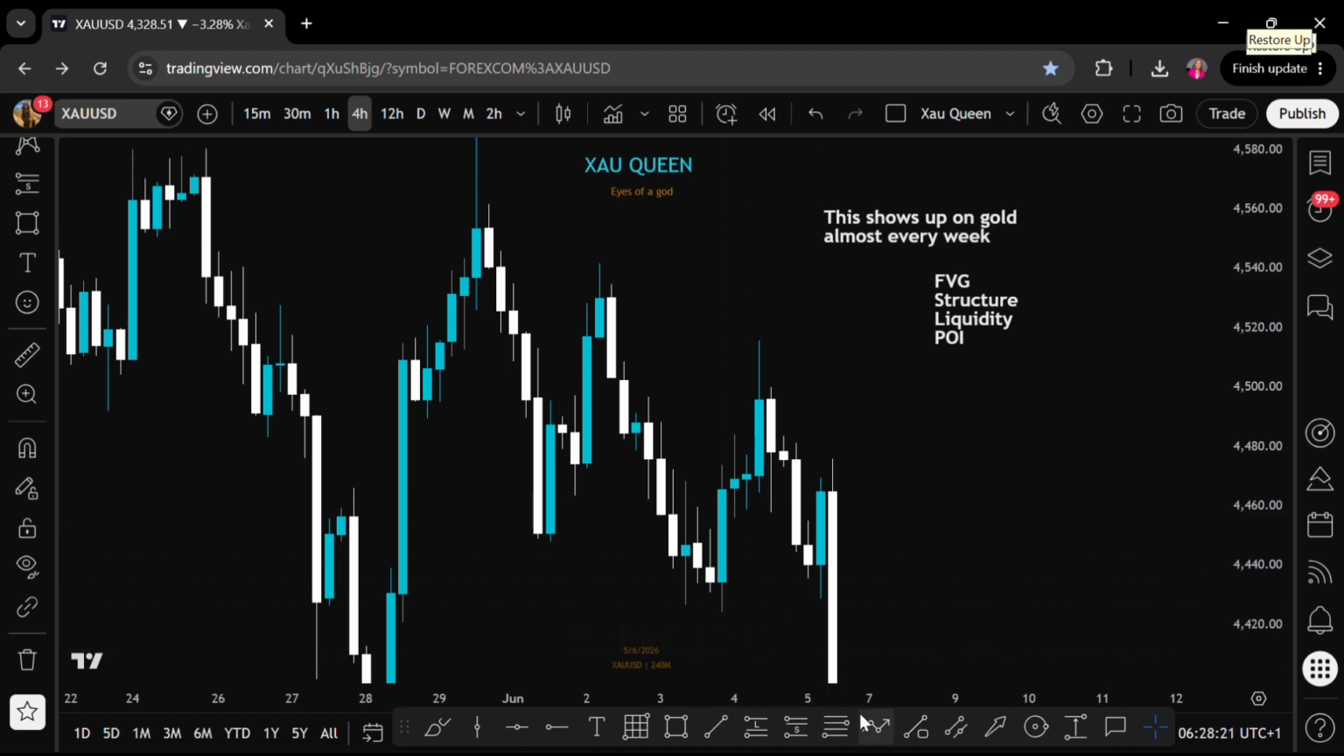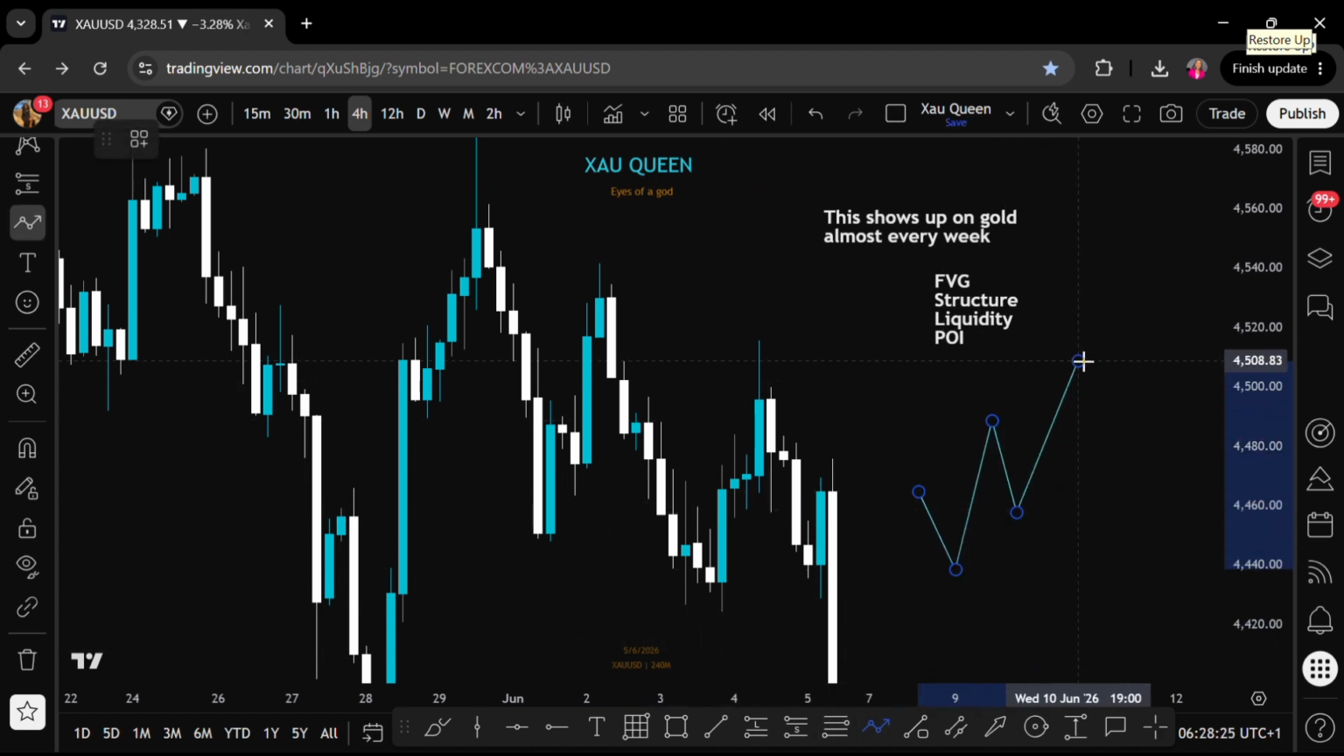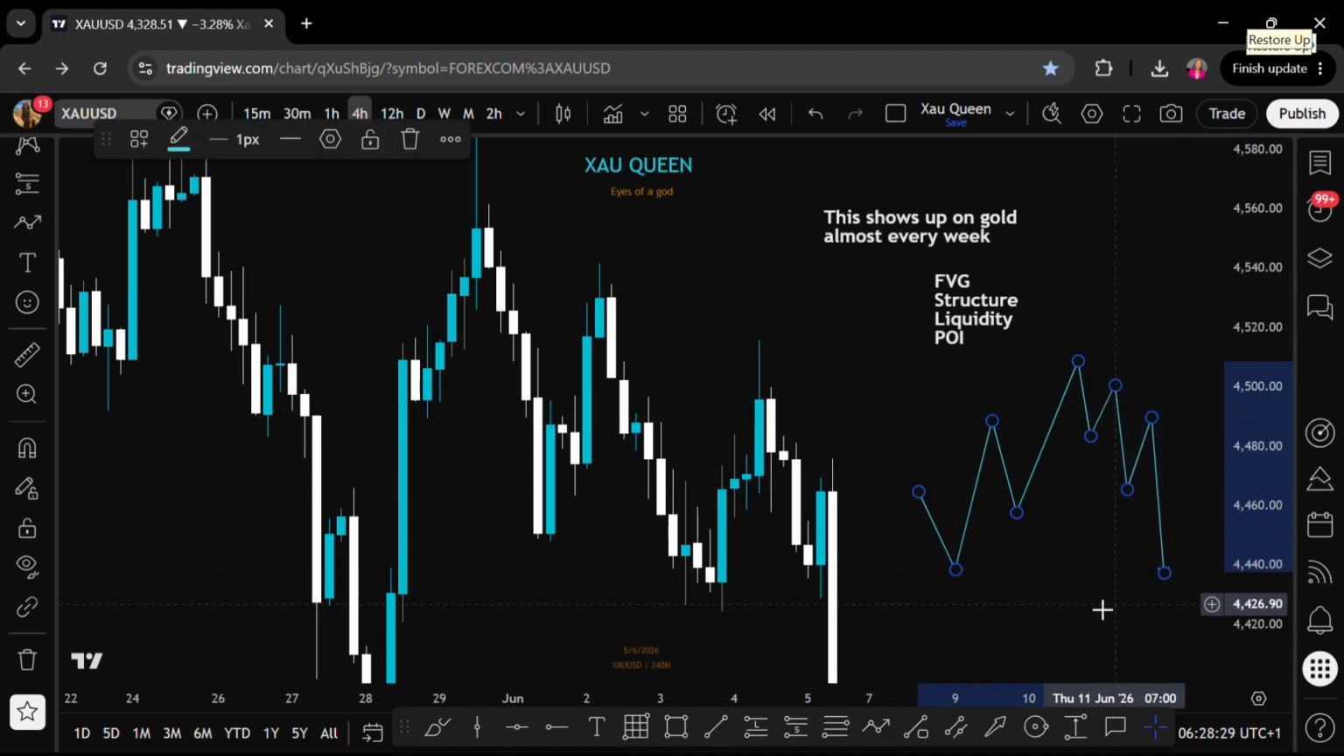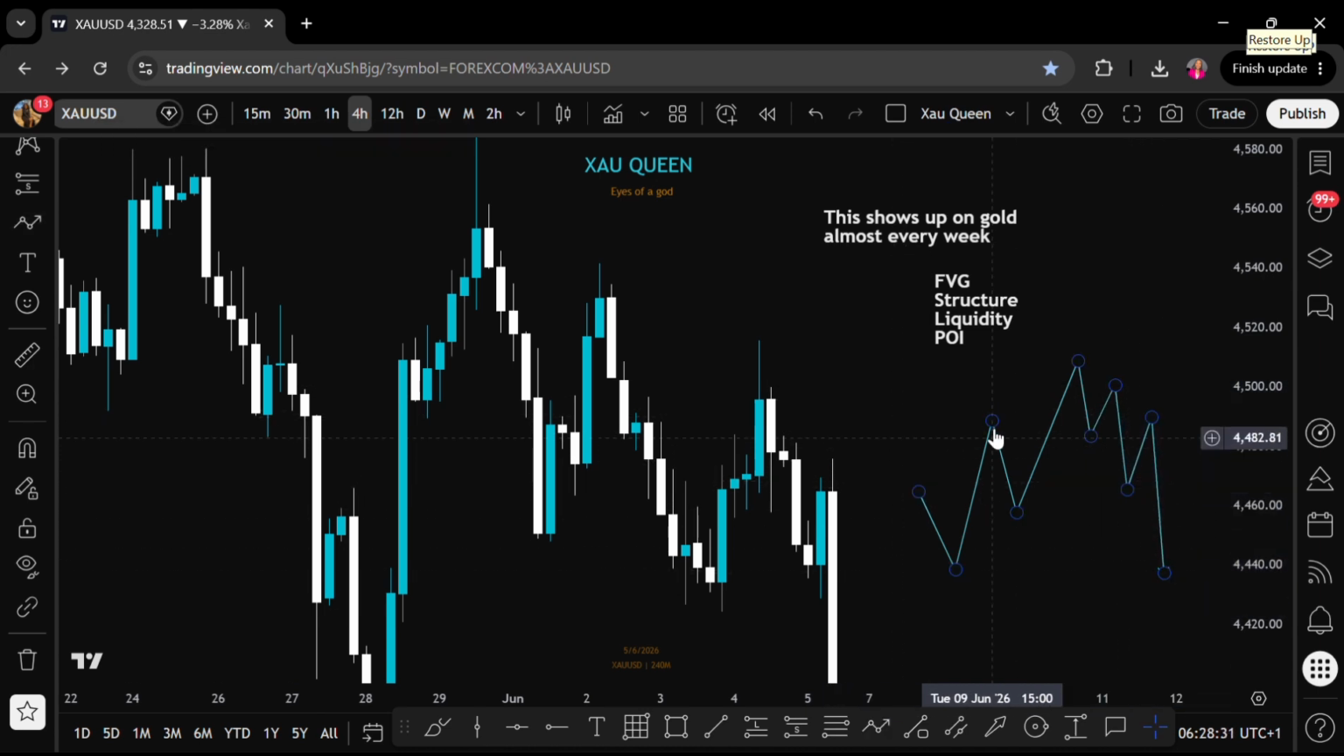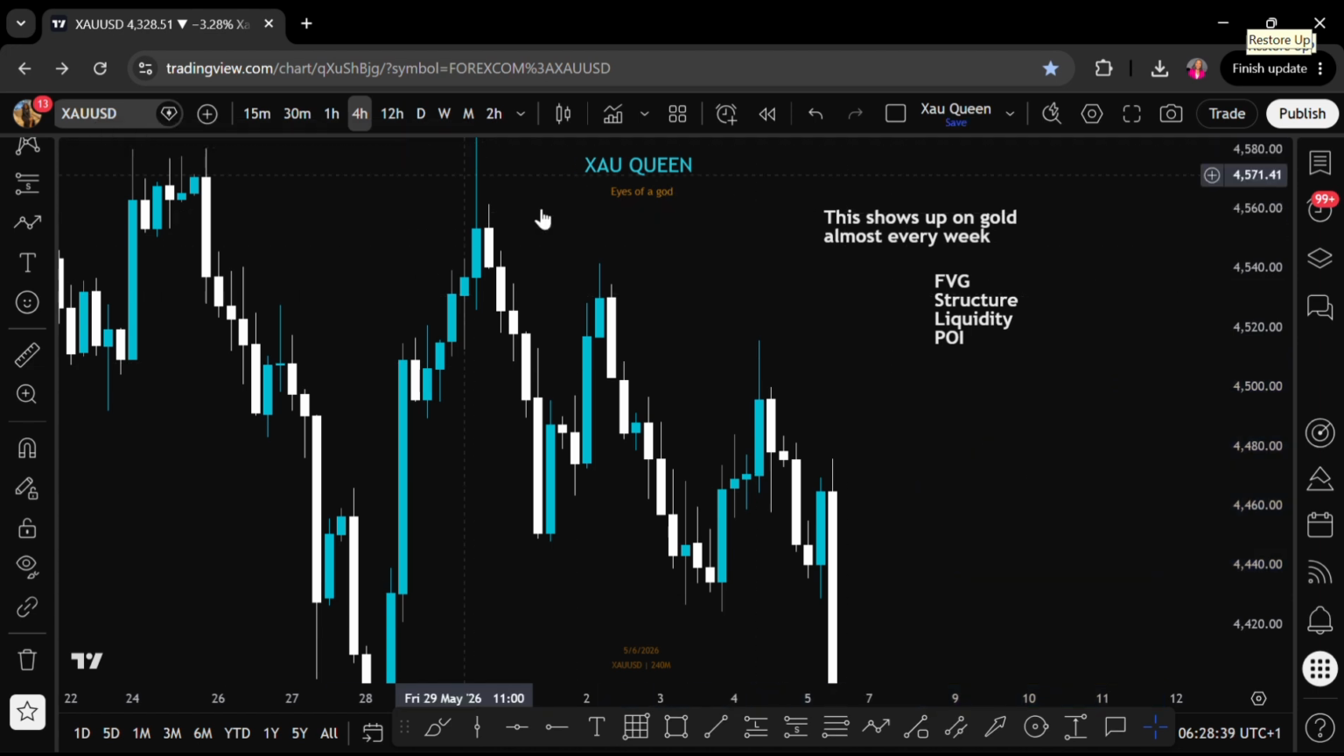And structure, as we know, is the trend of the market. When we get breaks of structure to the upside, meaning the structure is bullish, and when we get breaks of structure to the downside, meaning structure is bearish. So that is it for structure. If you want more videos, I've done them on my YouTube, on my TikTok, on my IG. You can watch videos on that.